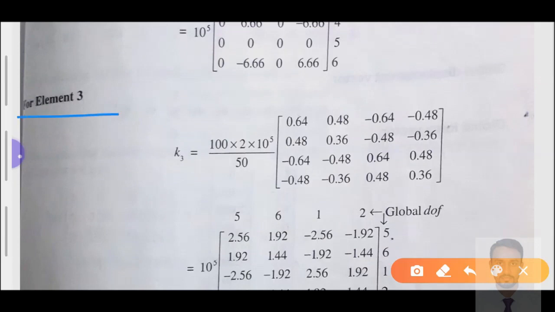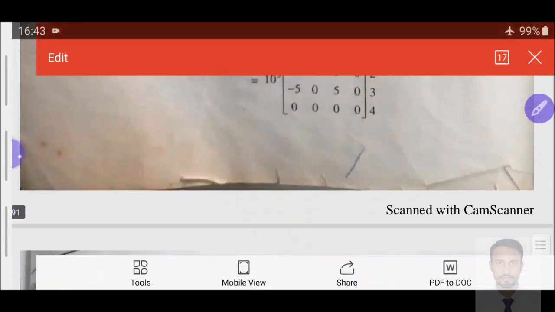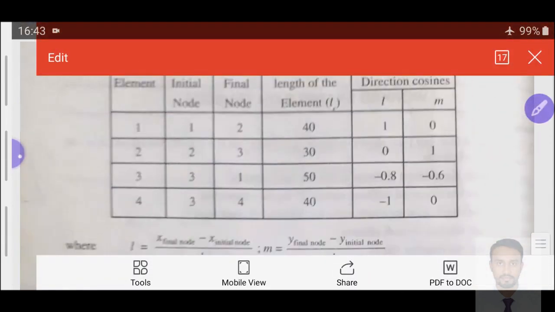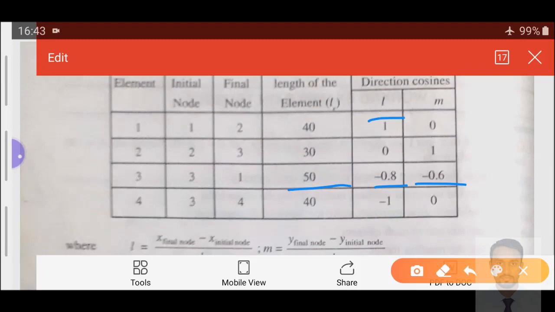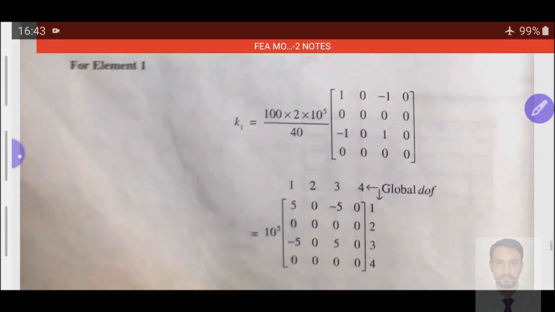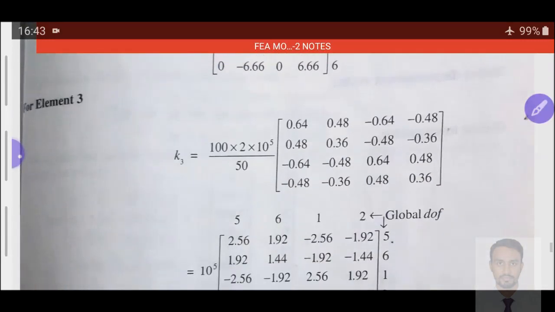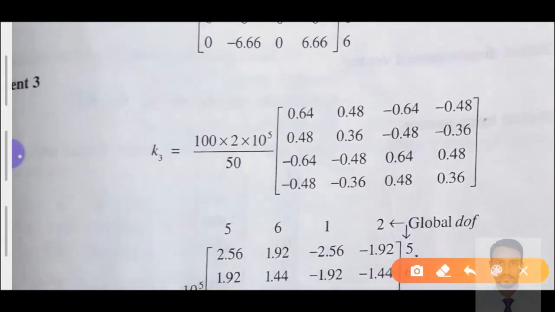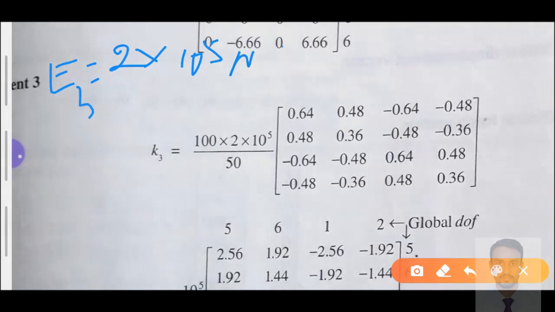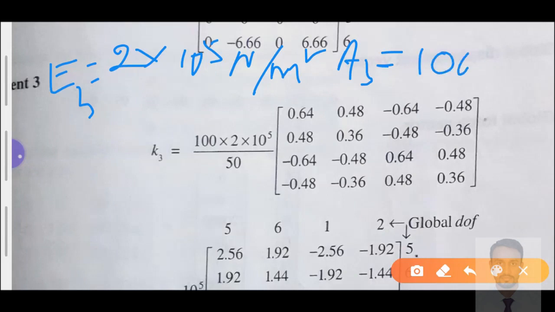Similarly find out the elemental stiffness matrix for element number 3. Element number 3 values you take down. L3 is equal to 50, l is minus 0.8 and m is minus 0.6. We have here the elemental stiffness matrix for element number 3. E is the same, 2 into 10 to the power of 5, that is E3, Newton per millimeter square, and A3 is equal to 100 mm square.